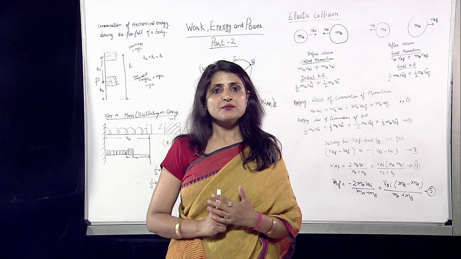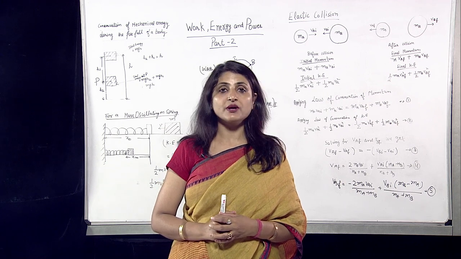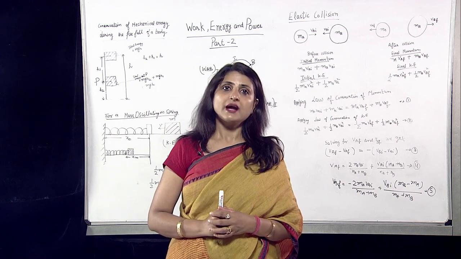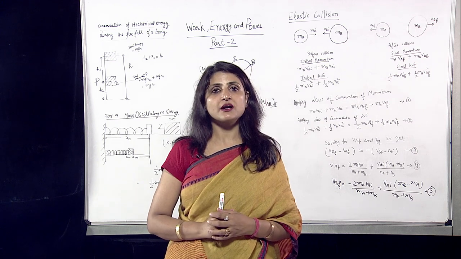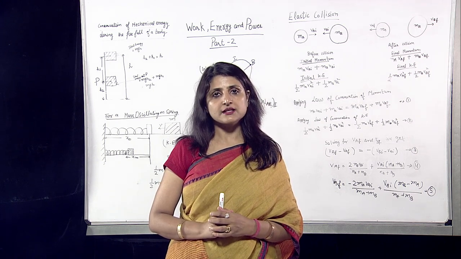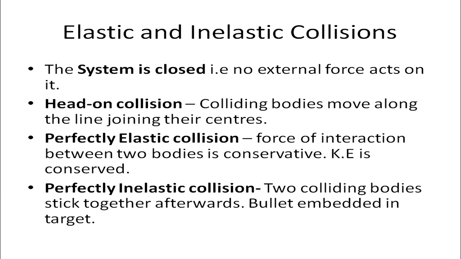There are two types of collisions which come into play whenever moving bodies collide, and these are classified into two categories, that is elastic and inelastic collision. The system is closed, that is, no external force acts on it. To study elastic and inelastic collision, we always take a closed system in which no external force acts on it. Then there is a condition called head-on collision. What is head-on collision? It is when colliding bodies move along the line joining their centers.